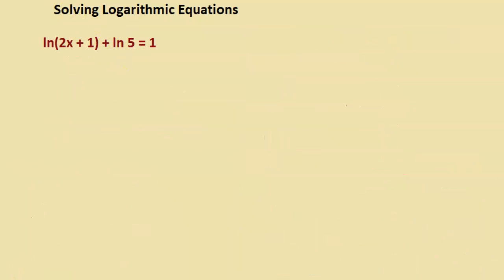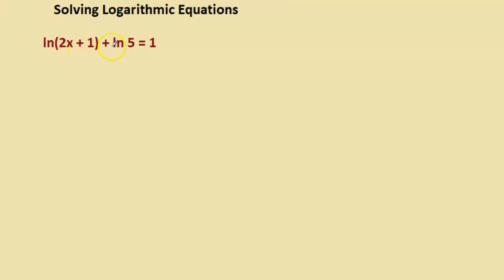Here we have another problem. ln of 2x plus 1 plus ln 5 is equal to 1. Now ln, what is ln? ln is basically log where the base is e. The value of e is a constant, 2.7 something, right? So that's what ln is. It's basically log to the base e. So it's a special way to write it, ln. Alright, so it's still really just log base e.